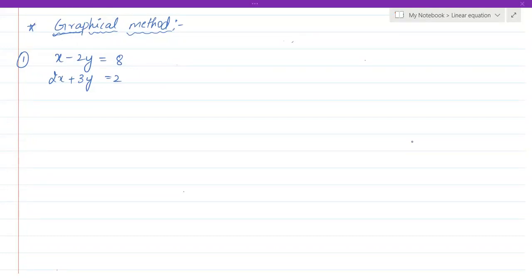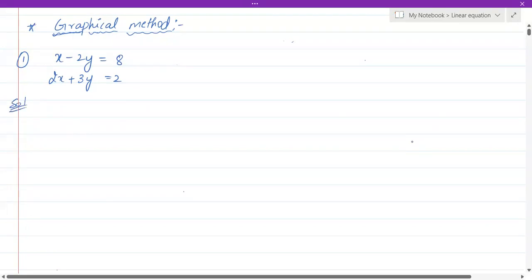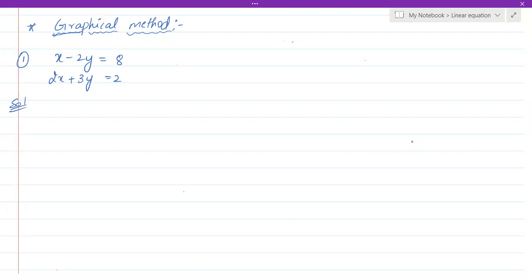So the first step is to take any one of the equations. Let's take the first one itself. x minus 2y is equal to 8. Remember, in the substitution method, we were solving for x, isn't it? So what is solve for x? Keeping x in the LHS, sending all other things to the RHS, isn't it? The same thing we want to do here, but with a small modification.